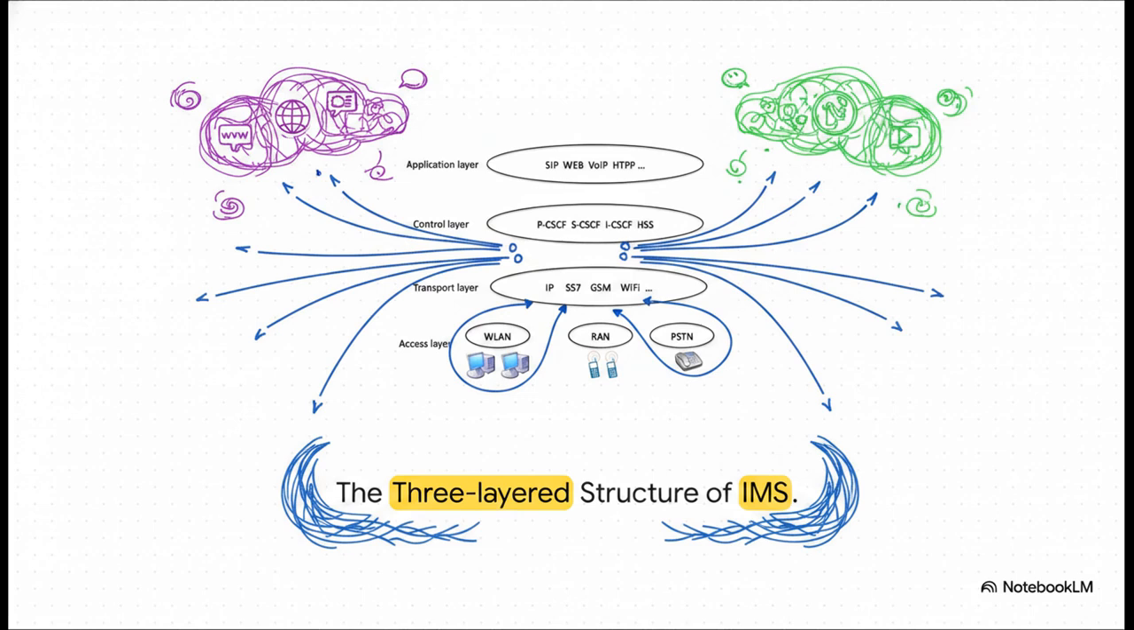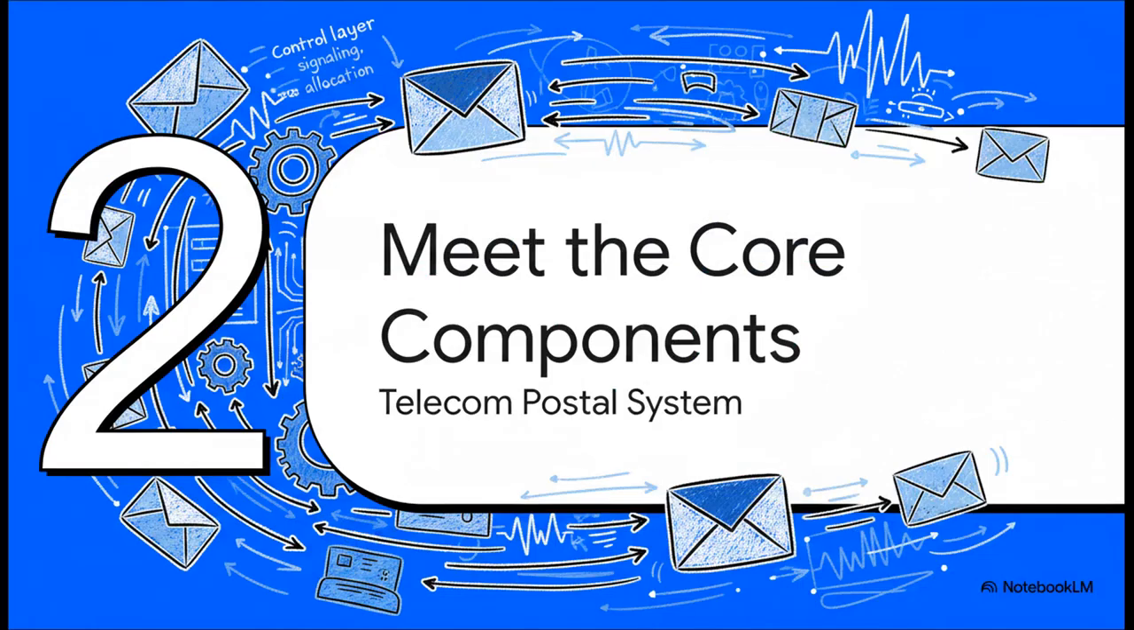Then, right in the middle, you have the control layer. This is the absolute brains of the operation, where all the SIP signaling and session coordination actually happens. And finally, sitting at the top is the application layer. That's where you'll find the SIP application servers that generate the real services, executing real-time logic for things like VoIP or rich multimedia.